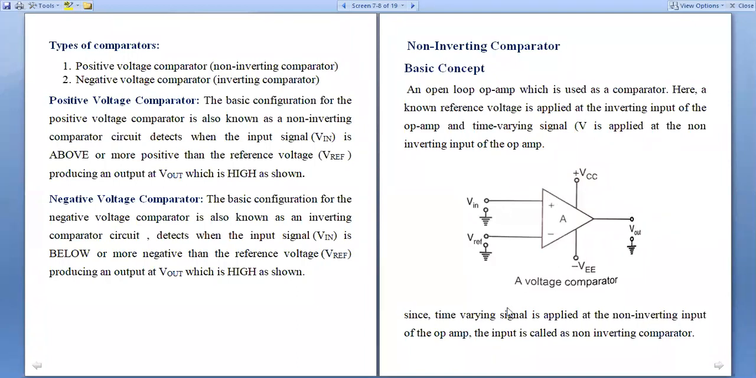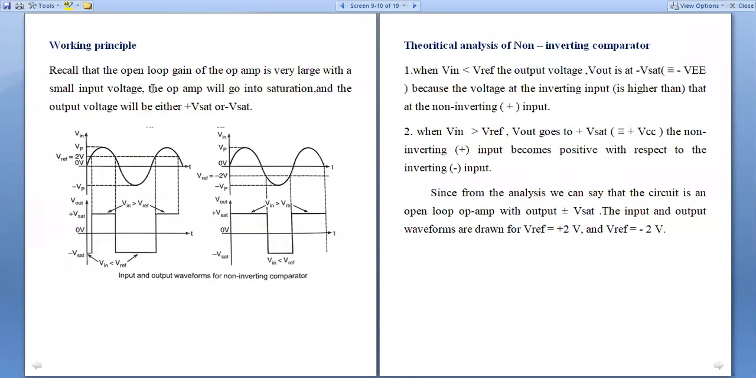Okay, so if we apply a particular time varying signal, that is a sinusoidal pulse, as the input voltage, and a reference pulse is applied to the non-inverting terminal, what will happen to the output waveform? See the output waveform analysis.